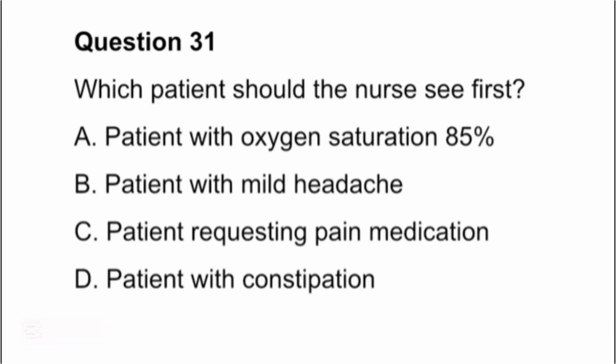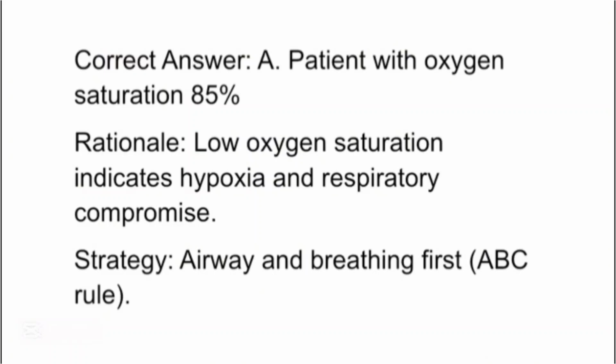Question 31. Which patient should the nurse see first? A. Patient with oxygen saturation 85%. B. Patient with mild headache. C. Patient requesting pain medication. D. Patient with constipation. Correct answer: A. Patient with oxygen saturation 85%. Rationale: low oxygen saturation indicates hypoxia and respiratory compromise. Strategy: airway and breathing first, ABC rule.